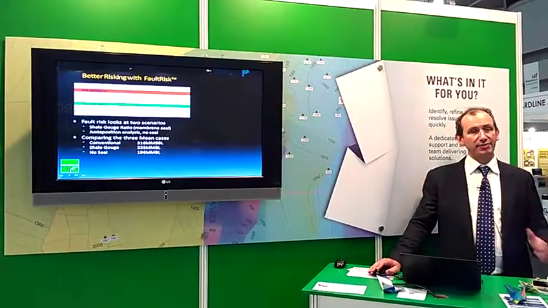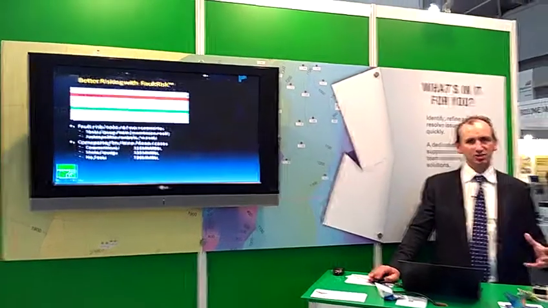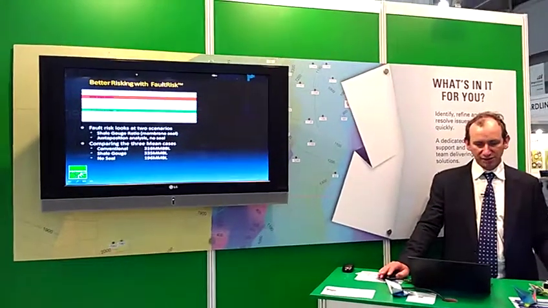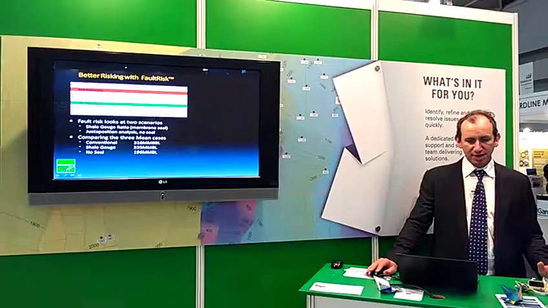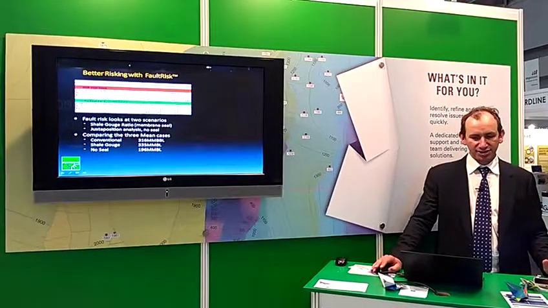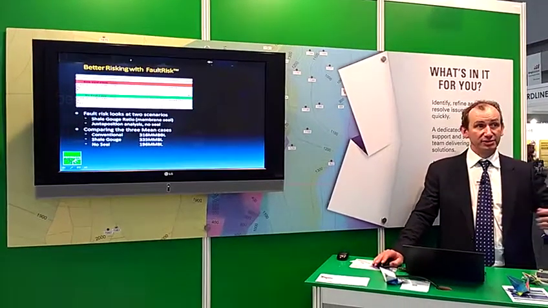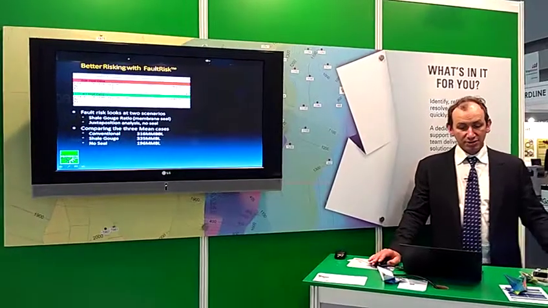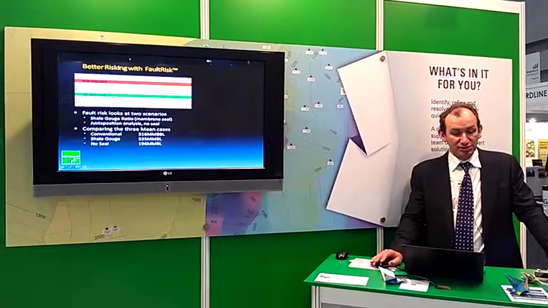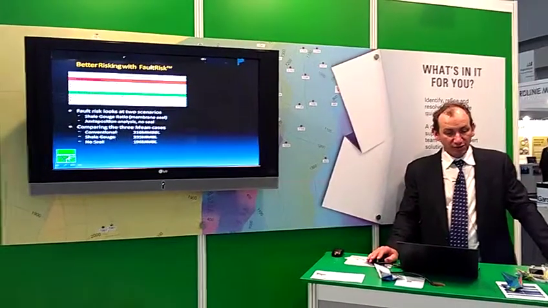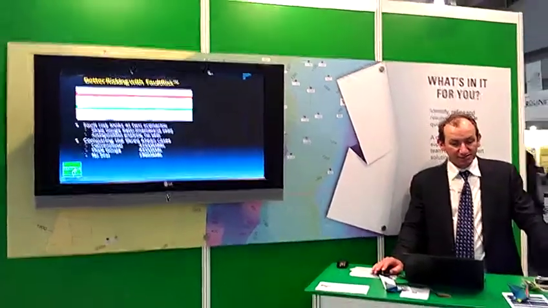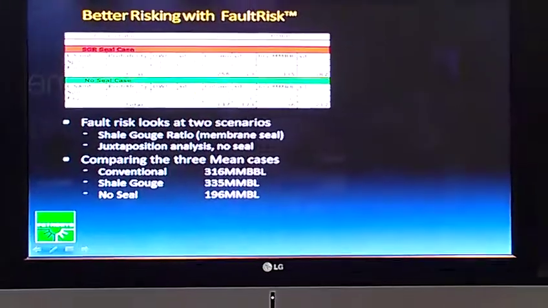At the same time, we go through and do the juxtaposition analysis. Now, the juxtaposition analysis is going to be far more conservative. This is coming up with a 40% chance of being filled to spill. So in many of these cases with the shale gas ratio, you've got a fault there, but the shale gas ratio is high enough to hold the hydrocarbons down to the spill point. So with juxtaposition, we've got a 40% chance of being filled to spill and a 60% chance of being controlled by the fault.